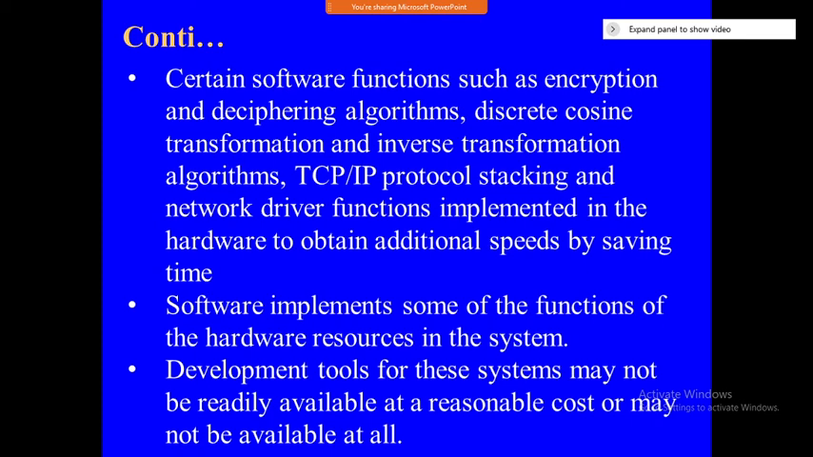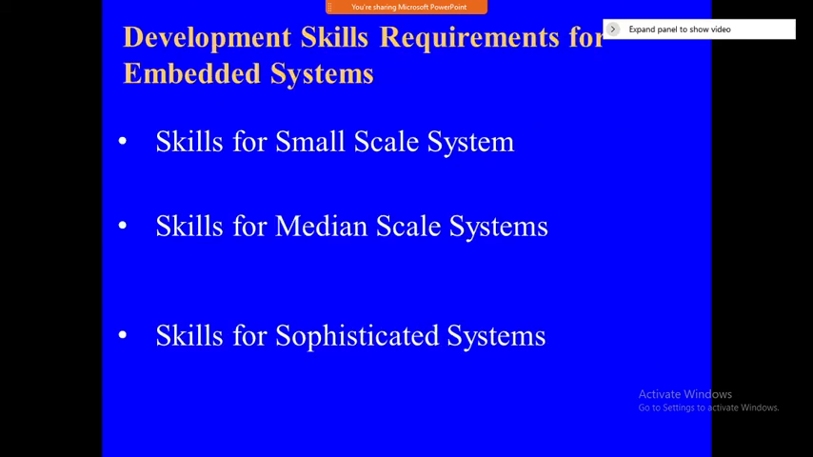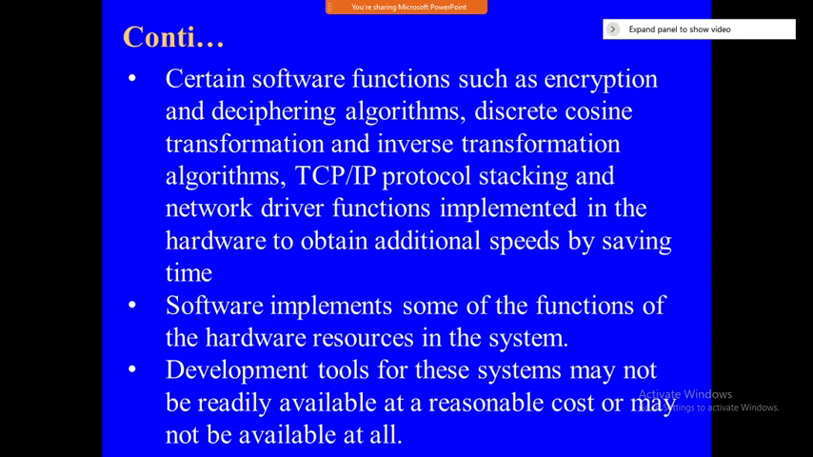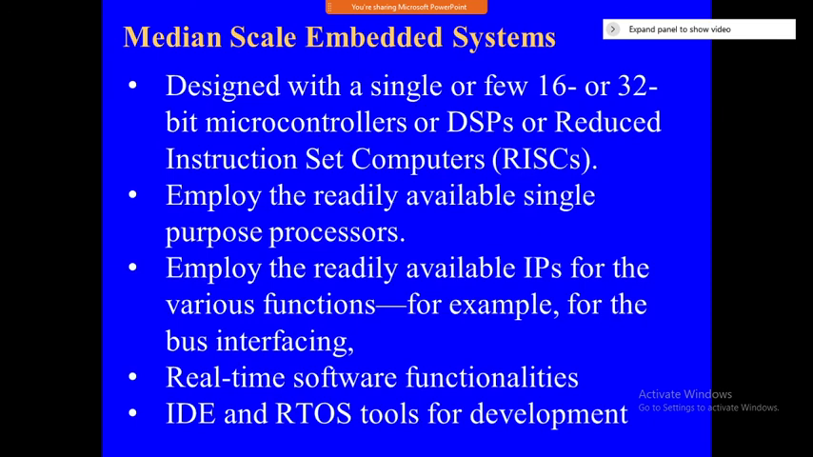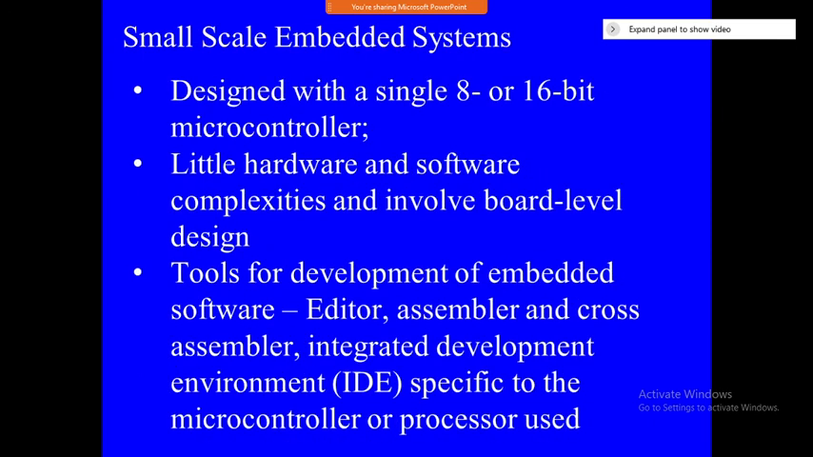Software implementations of some of the functions are moved to hardware resources in the system. Development tools for these systems may not be readily available at a reasonable cost or may not be available at all. They have to develop those things and start using them. That is a sophisticated system. We'll see how exactly they are different. We'll see the examples first.